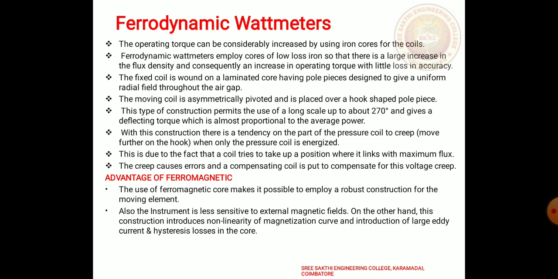The moving coil is asymmetrically placed over hook shaped pole pieces. This type of construction permits the use of a long scale up to 270 degrees and gives a deflecting torque which is almost proportional to the average power. The operating torque can be considerably increased by iron cores for the coils.